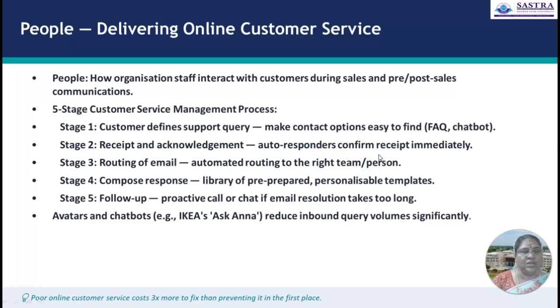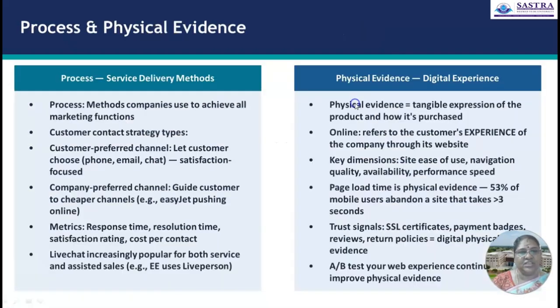Coming back to the next concept, the physical evidence. What do process and physical evidence talk about? Process is nothing but the service delivery methods, and physical evidence is the digital experience you are giving to the customers. What is the process? Process is nothing but the methods companies use to achieve all marketing functions. That is the process. It is the element which refers to the methods or the procedures companies use to achieve marketing functions.